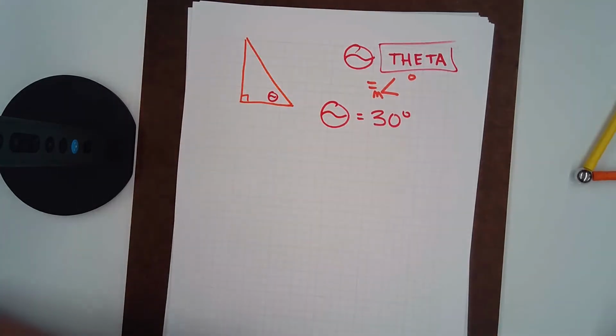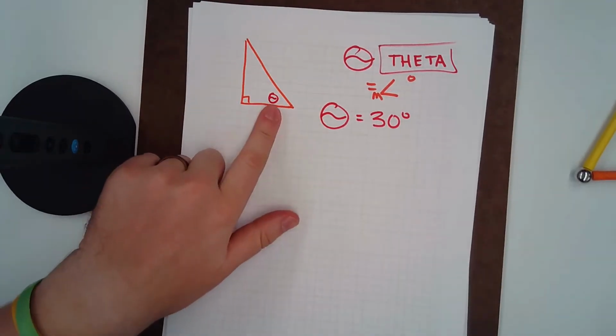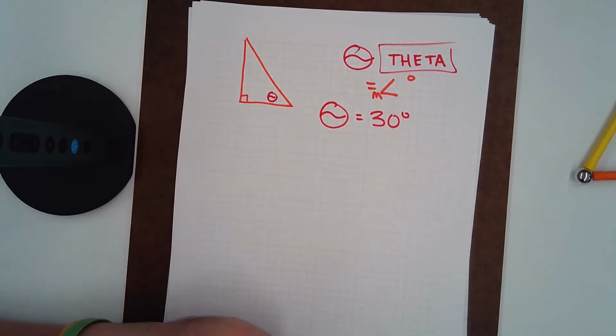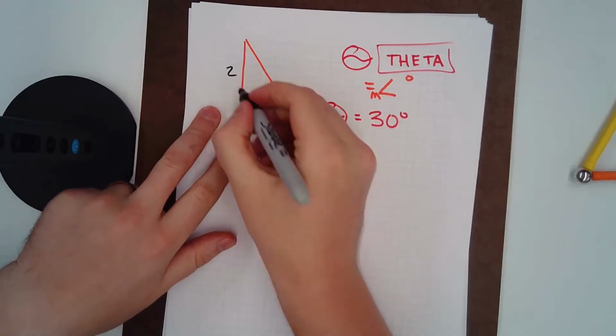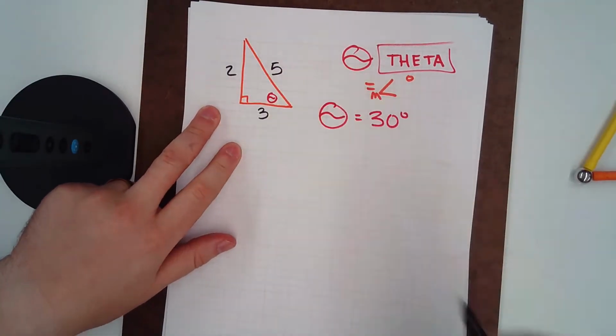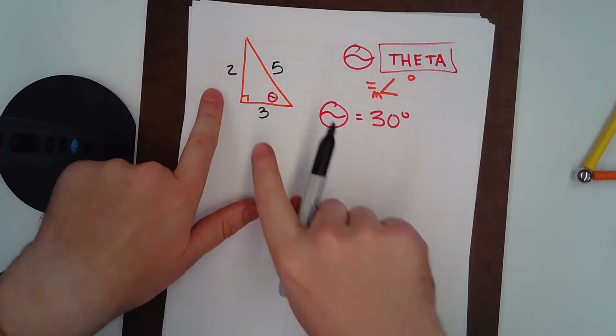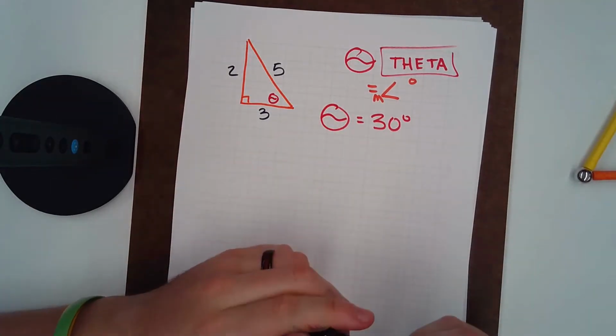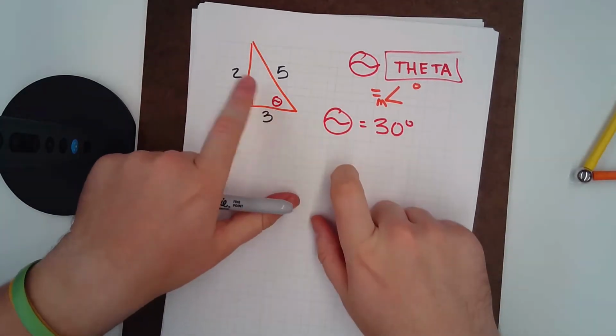All right, so theta is an angle measure that we don't know. Okay? Now, how does that angle measure relate to its sides? Well, I'm going to tell you this. If I say that this triangle is a 2, 3, 5 right triangle, which is a real right triangle, 2 squared plus 3 squared does equal 5 squared, then theta can tell us something about these side lengths.